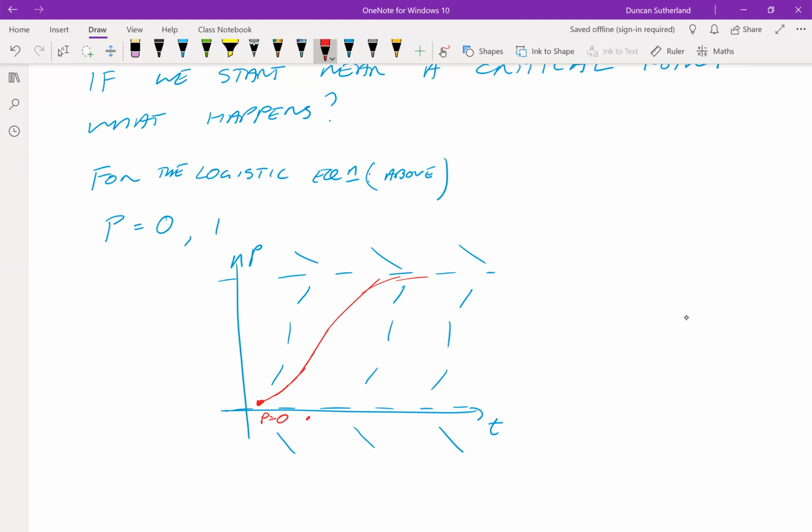If you start here, assuming you can have a negative population, of course, P no longer represents population, but it's just some variable. The solution diverges from that critical point. We call this critical point unstable.